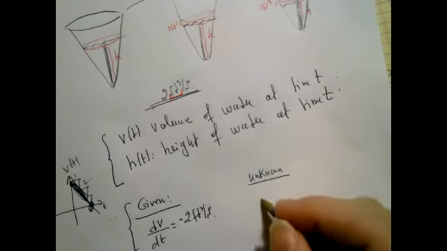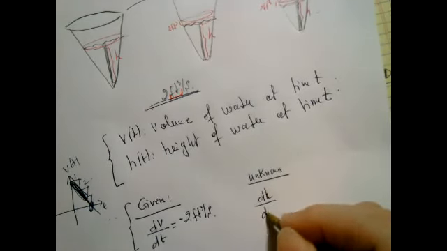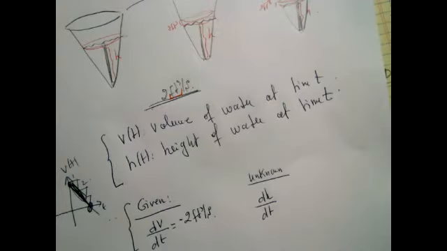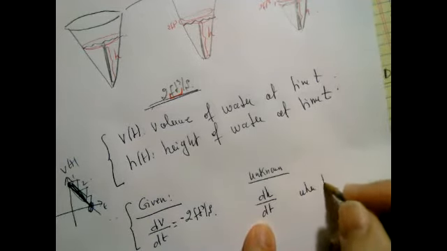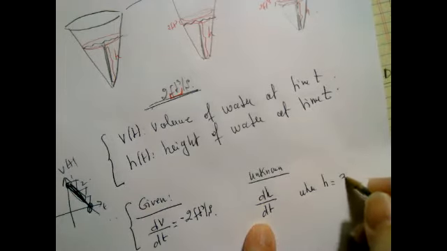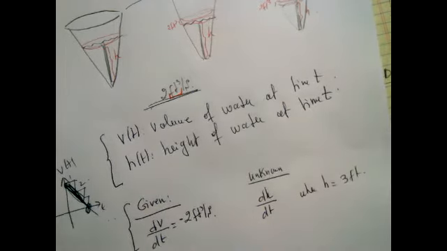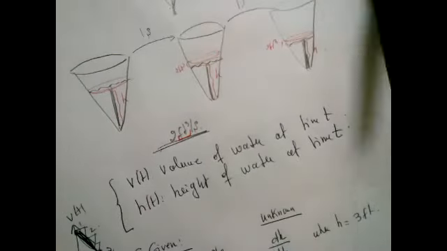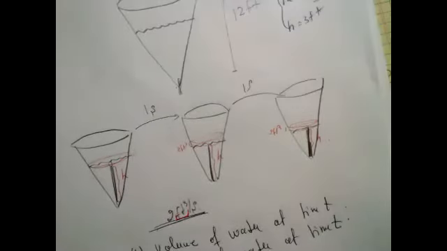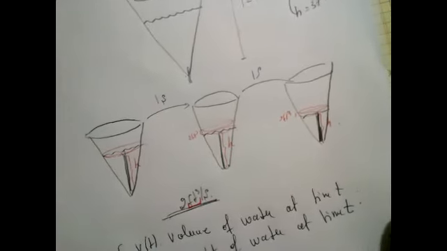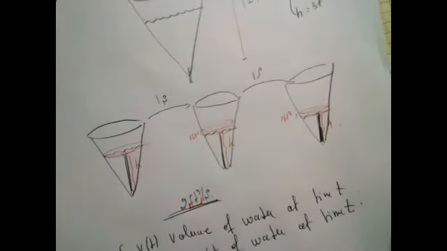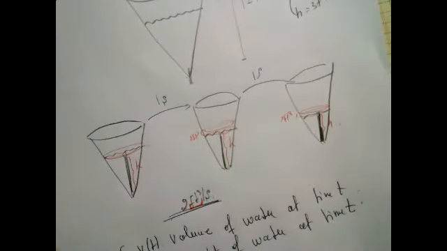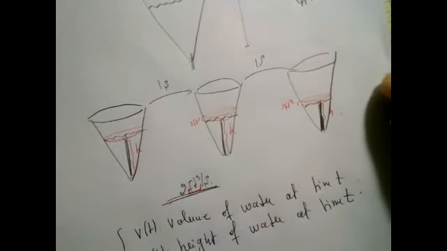What we need to know is how fast the height is changing. And we know it's going to be a negative number because the height is actually decreasing. And we want to know that when the height is 3 feet. Okay, so that's really done. All right, one question before we start finding the equation. Do you think the height is changing at a constant rate? Yes or no?